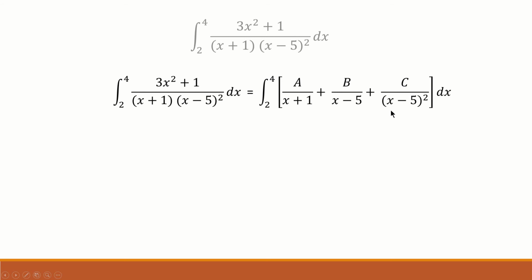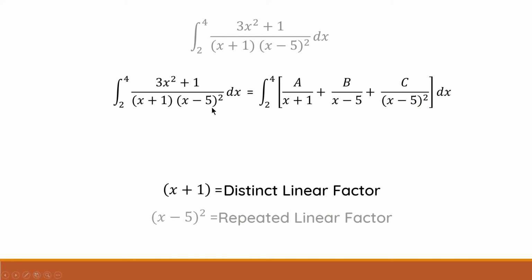Now the reason why these look different is x plus 1 is a distinct linear factor. This means that it only appears in the denominator once. However, x minus 5 is a repeated linear factor. So based on the exponent here, we will require that many variables. In this case, 2. So we have b and c. And each time the denominator of our partial fractions will go up by one exponent.